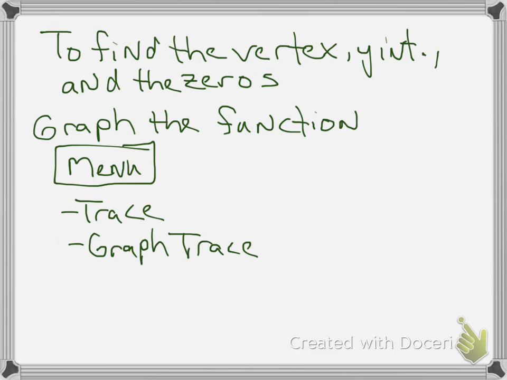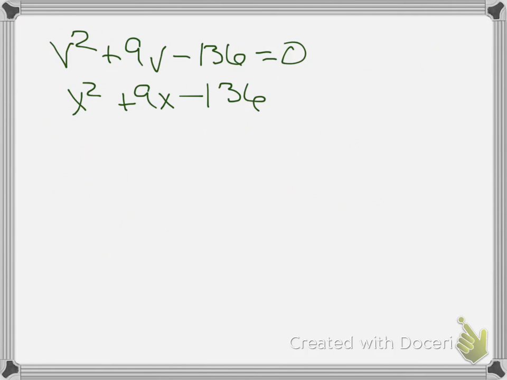So let's see here. On the calculator, to find the vertex, y-intercept, and the zeros, you need to graph the function, press menu, trace, graph trace. I'm not going to worry about changing the window, but then let's discuss some other things that you could possibly do.